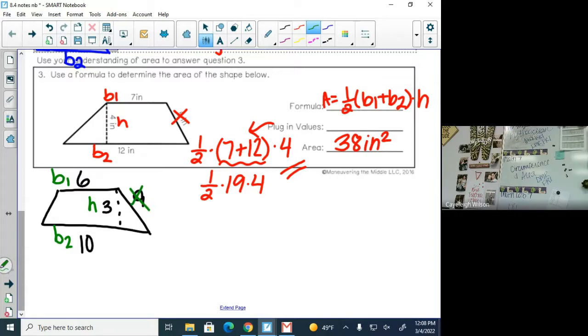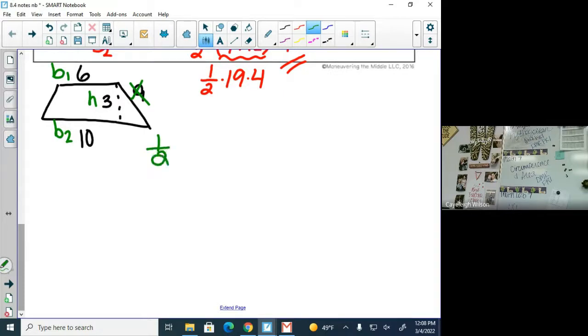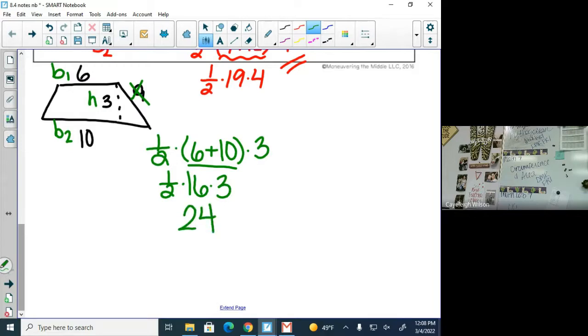Okay. All right, so I'm going to once again do 1/2 times base 1 plus base 2 times height. Order of operations says I do the parentheses first. So 6 plus 10 is 16. And then 1/2 times 16 times 3 is 24. This doesn't have a label on it, so it's going to be units squared.